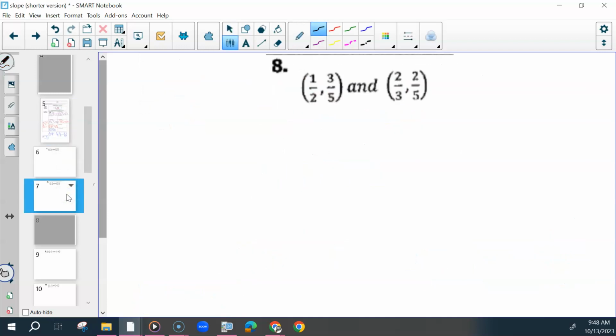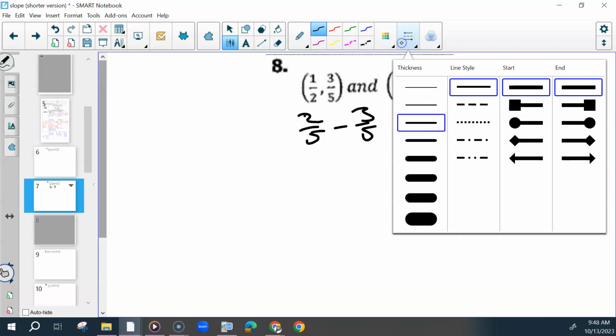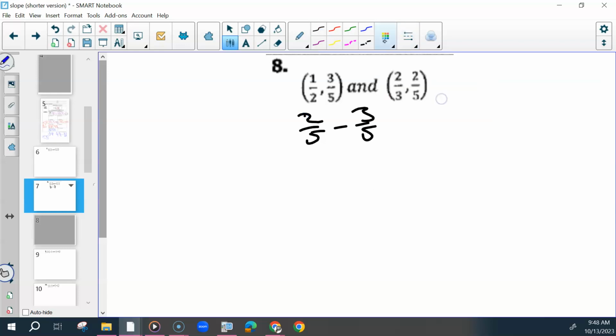So for number 8, you should have 2/5 minus 3/5 all over 2/3 minus 1/2. If you subtract this first, that was fine. If you waited till they were both common denominators, that was also fine. One way to do this, there are multiple, is to make this 6. So I'm going to go ahead and subtract this top part.